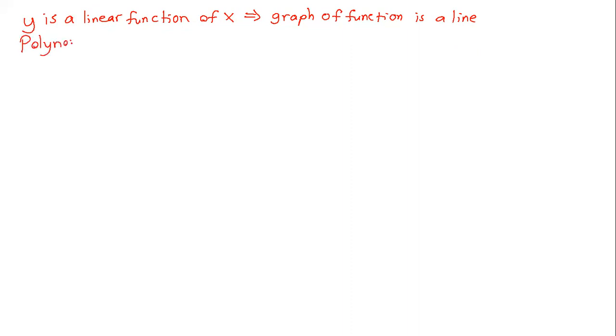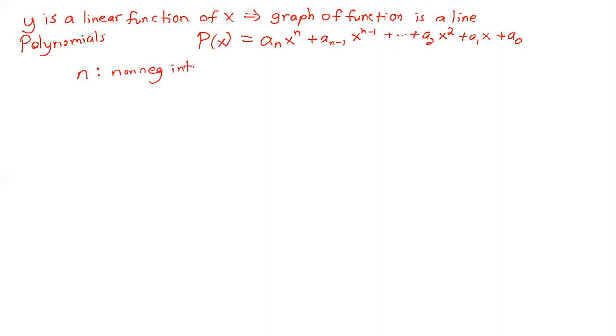Polynomials are another type of function. So a function is a polynomial if you can write it like p of x is equal to a_n x to the n plus a_(n-1) x to the n minus 1 plus dot dot dot plus a_2 x squared plus a_1 x plus a_0. So n needs to be a non-negative integer. And these a_0 to a_n are all called the coefficients of the polynomial. And if a_n is not 0, the degree of the polynomial is n.